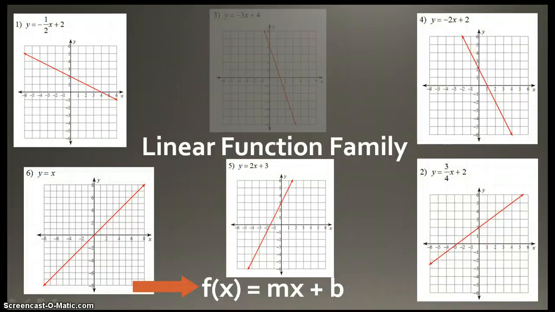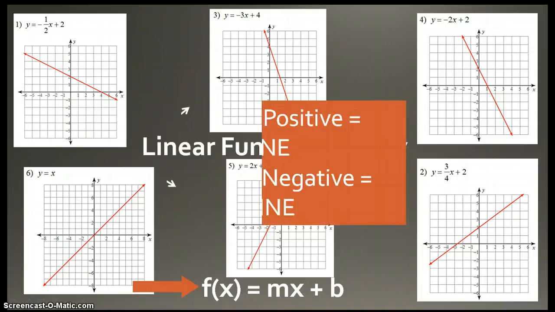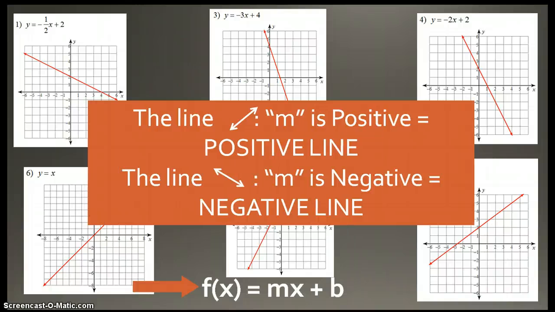Linear function family, this is what we look like. It's all straight lines, just like you've seen before. We have 2 different types of lines. We can either have a positive line or a negative line. If the line is going in an upwards direction from left to right, that means m is positive, so we're going to have a positive line. You can see the bottom 3 all have positive lines because the m value is positive.